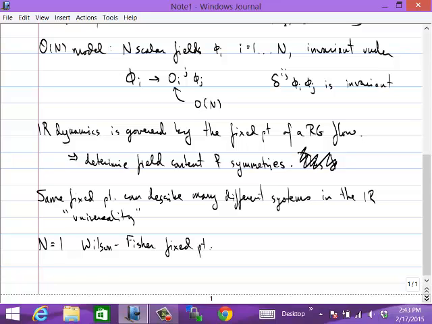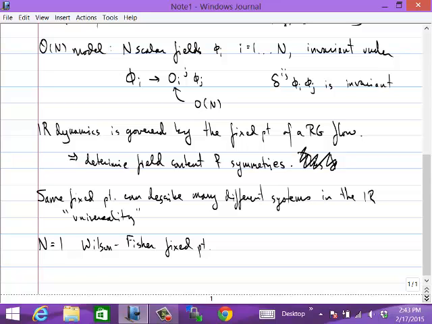And this is the fixed point that you would use to describe some system in 3 dimensions where the basic degree of freedom is some scalar field, and there's some additional tuning that has to take place so that the system is at a critical point. That's something that we'll describe in a few minutes. But this is expected to be a generic description of any system which has a critical point and is described by a single scalar field.